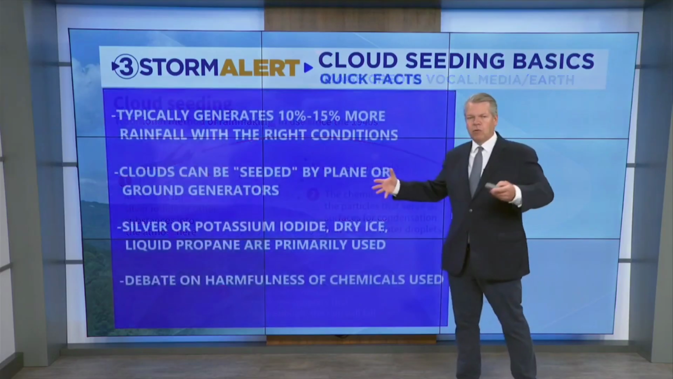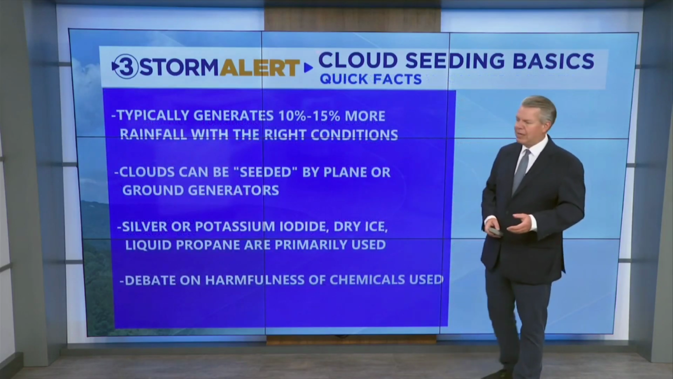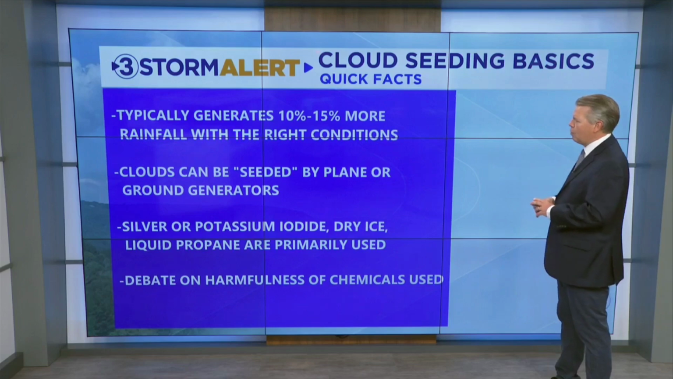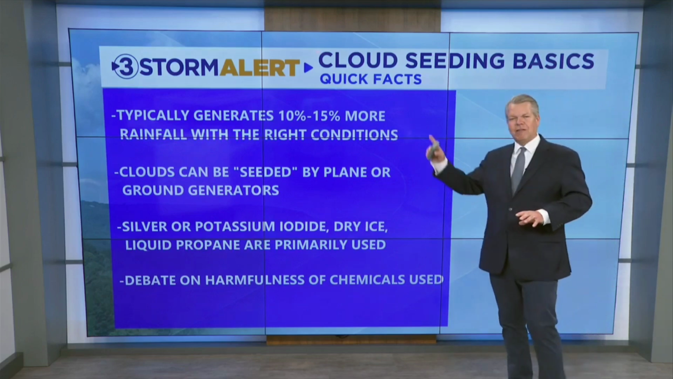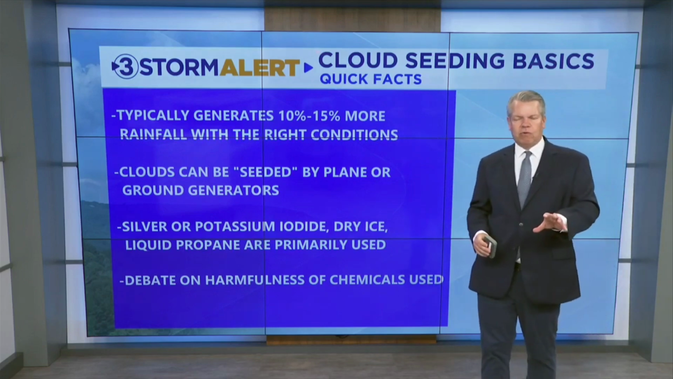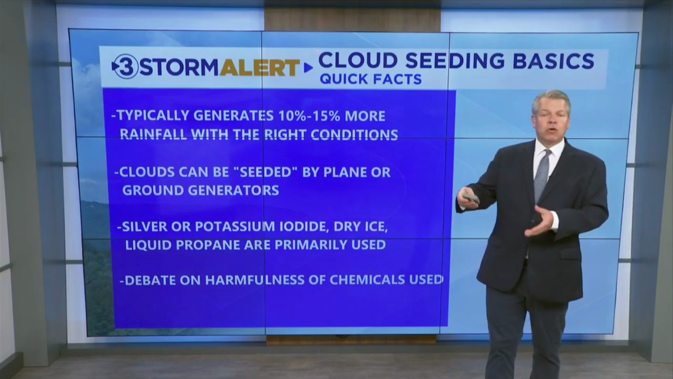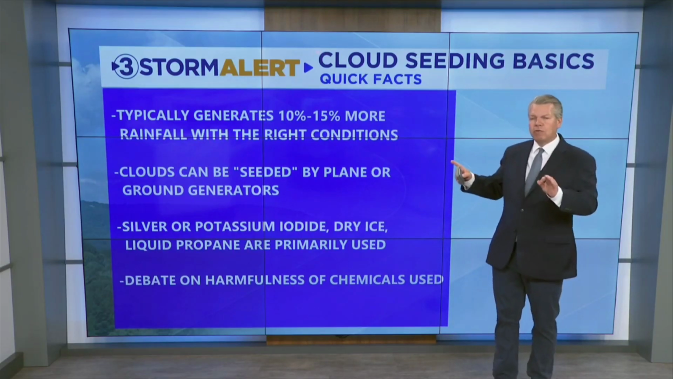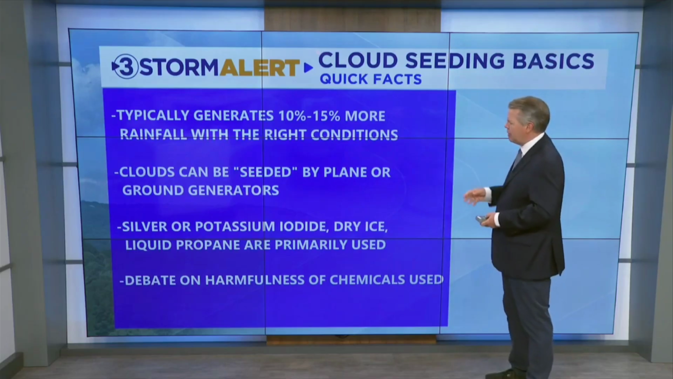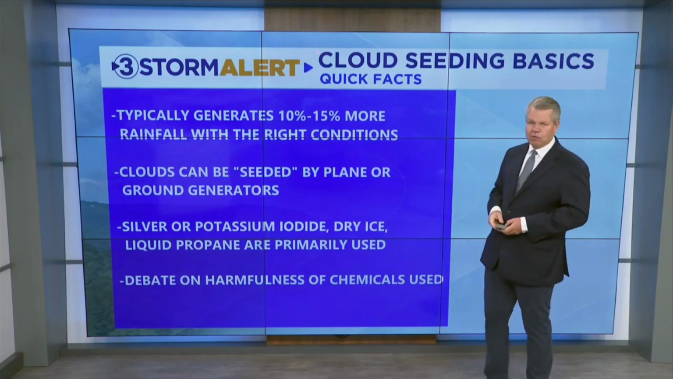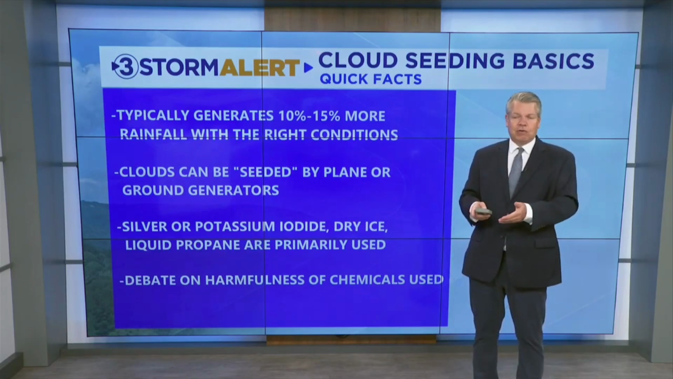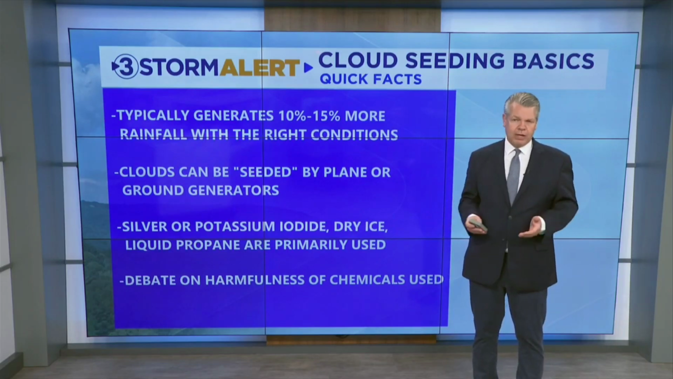So what are some quick facts regarding cloud seeding? Typically, it will generate maybe 10% to 15% more rainfall with the right conditions. Now, that's on average. You can go to some sources and find as low as 5%. You can go with some sources and find as high as 30%. Most have an average of 10 to 15%. So if you take that 10% average and say you get 1 inch of rain, add 10% to that, you get 1.1 inches of rain.